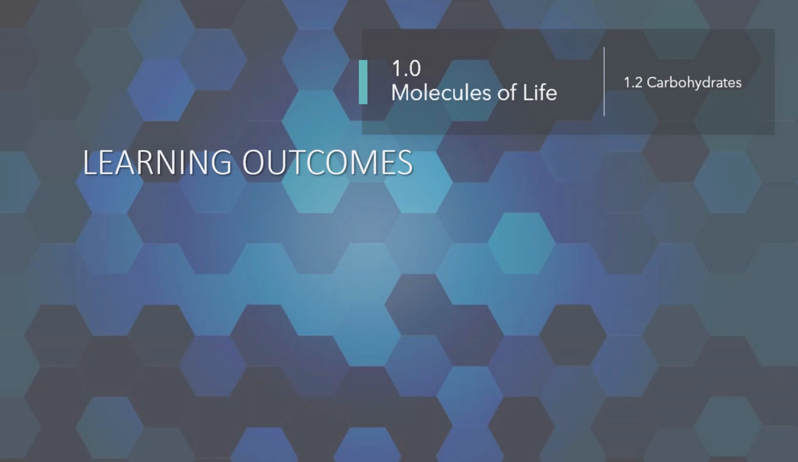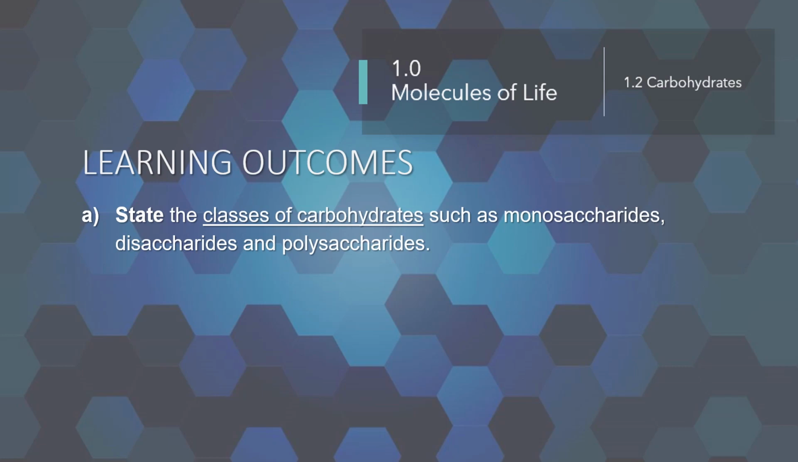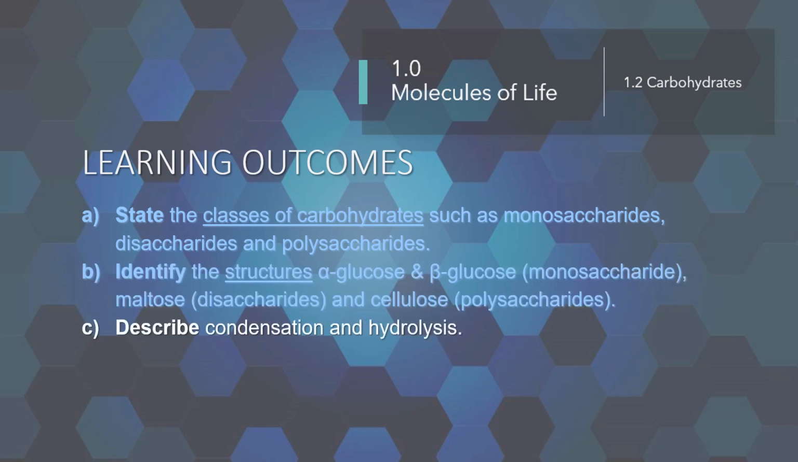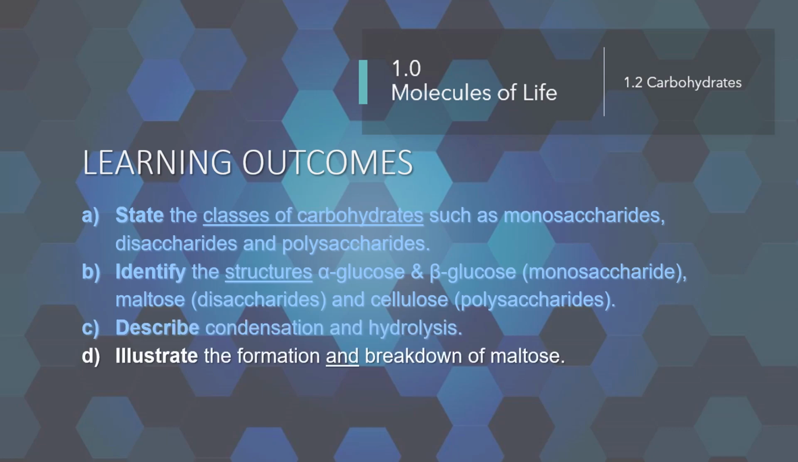Today we are going to study 1.2 carbohydrate, where we aim for students to be able to state the classes of carbohydrates, identify the structure of alpha glucose and beta glucose, which are monosaccharides, maltose, the example of disaccharide, and cellulose, the example of polysaccharide. Third, describe condensation and hydrolysis processes. And lastly, illustrate the formation and breakdown of maltose.